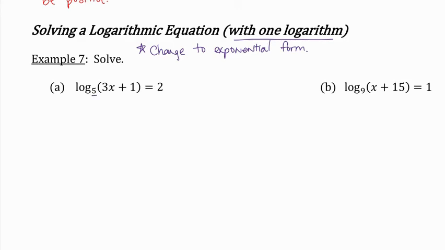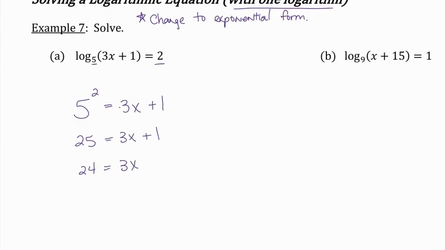So my base is 5, so my exponential base becomes 5. The answer to a logarithm is an exponent, so that becomes my exponent. And then that's going to equal the argument, which is 3x plus 1, right? So then I end up with 25 equals 3x plus 1, and we can solve that. Subtract 1 on each side, I get 3x equals 24, and then divide by 3, we get x equals 8.